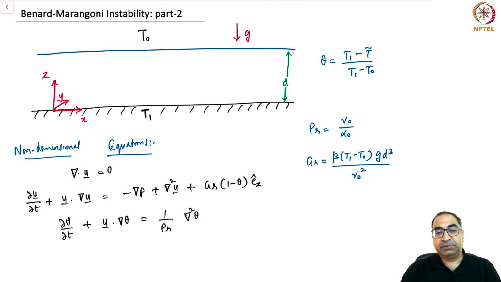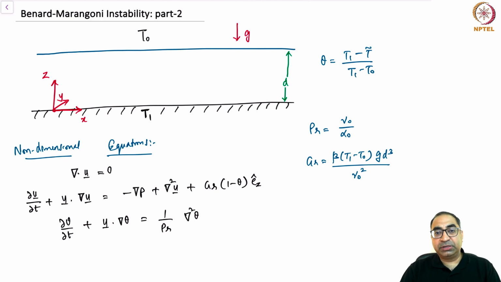During the process of non-dimensionalization, we also encountered two non-dimensional parameters. The Prandtl number, which is a ratio of kinematic viscosity to thermal diffusivity. It tells us how fast momentum diffuses in the fluid relative to diffusion of the temperature field. Similarly, we have a Grashof number, which tells us the ratio of buoyancy forces to viscous forces.